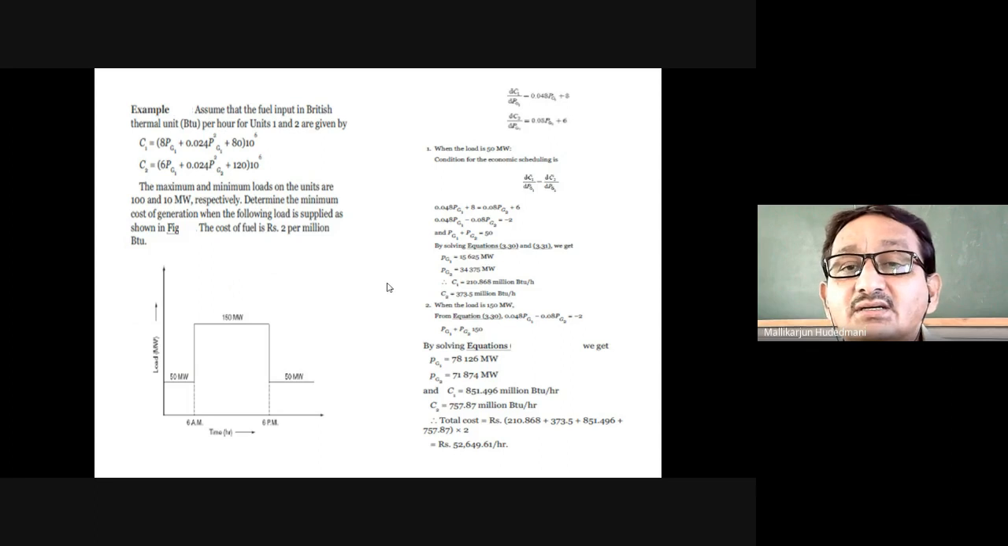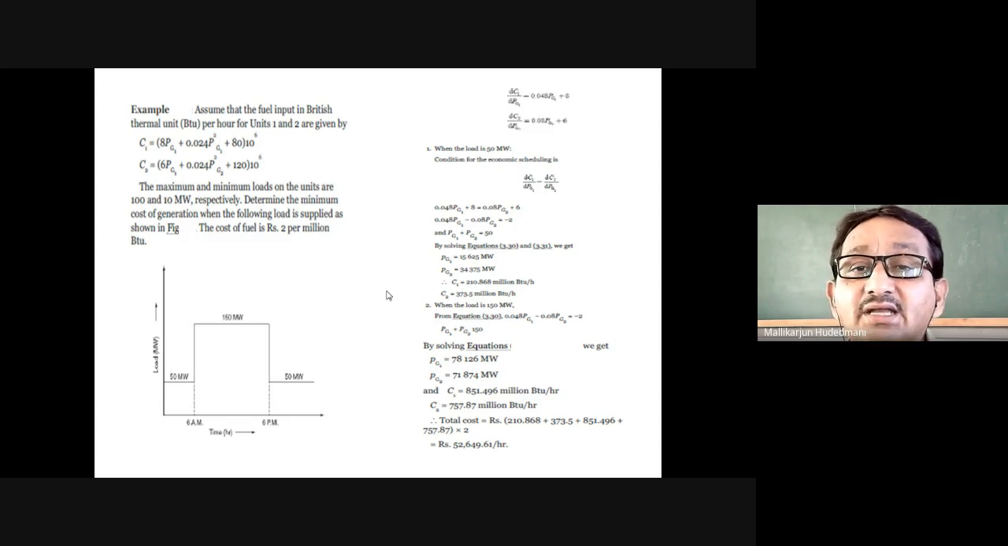You can just see, this is a typical problem. Such a problem has appeared in an old examination, hence I picked this problem. Now see, assume that the fuel input in BTU, British Thermal Unit, per hour for units 1 and 2 are given by C1 and C2. C1 is 8 PG1 plus 0.024 PG1 square plus 80 into 10 to the power 6.